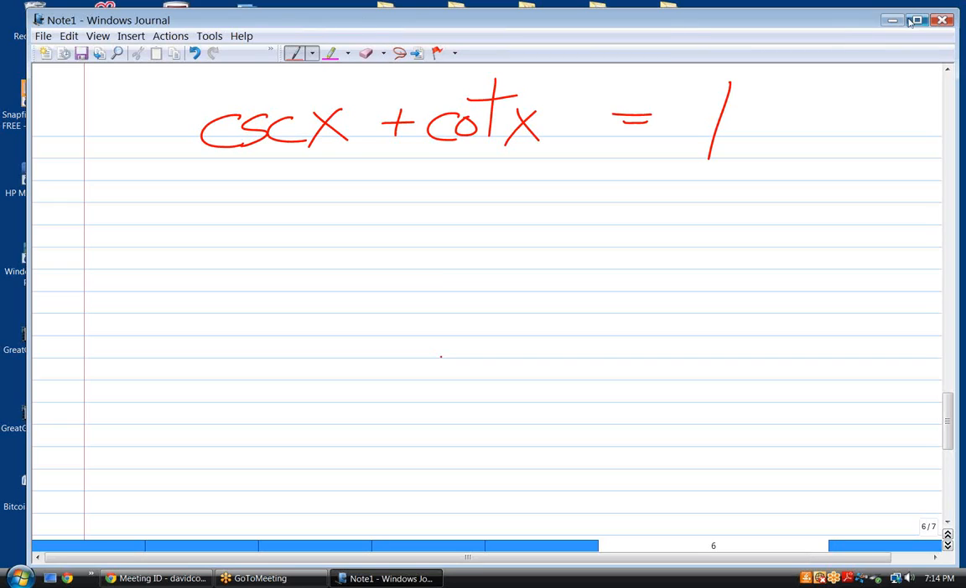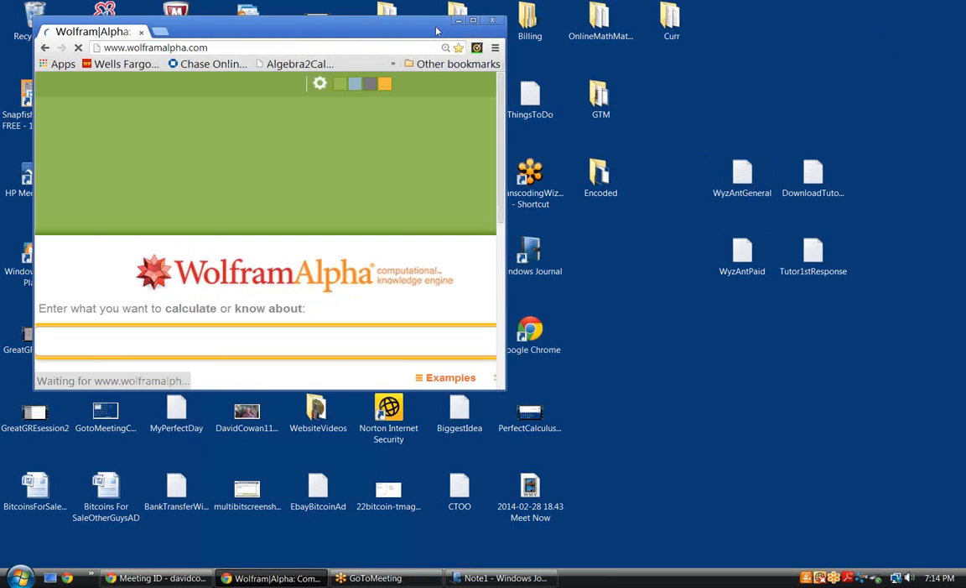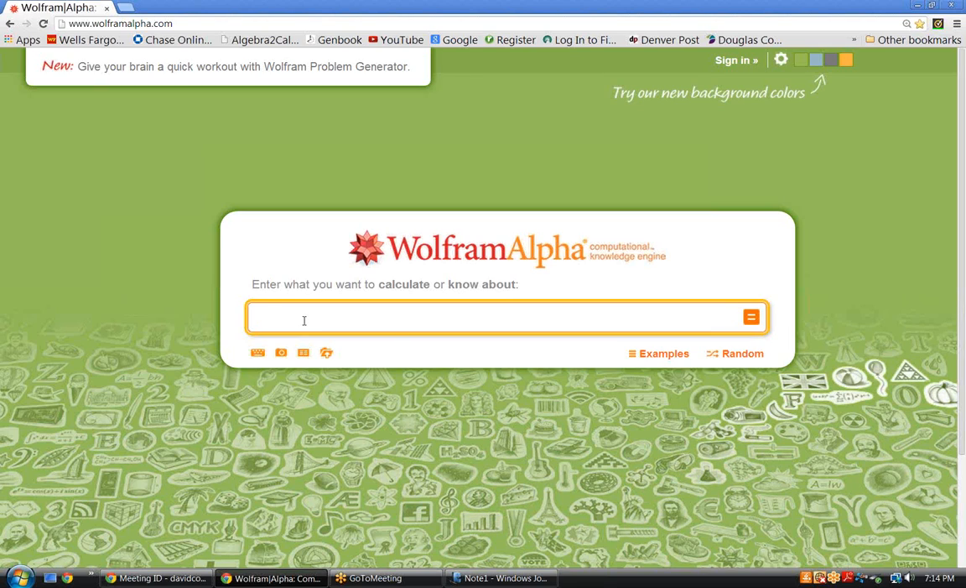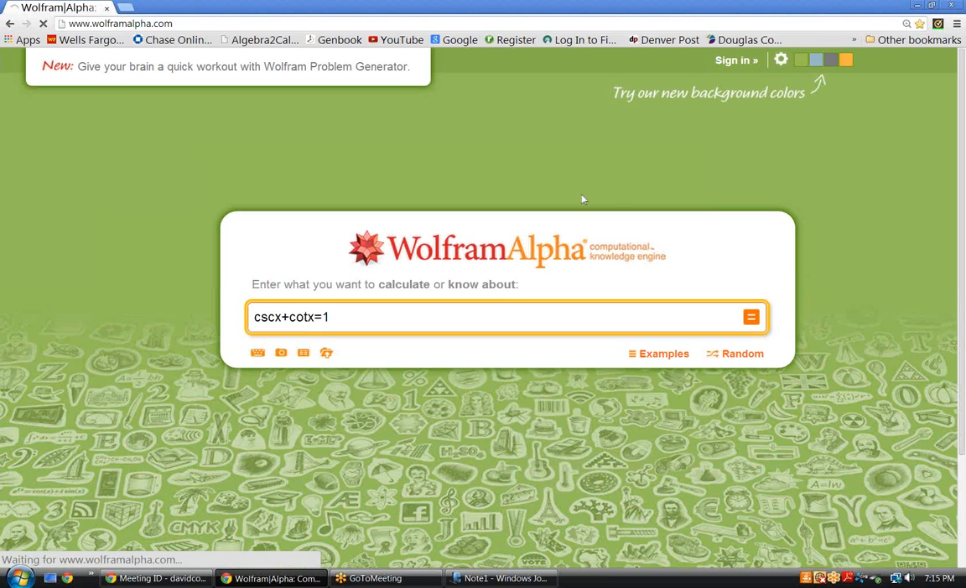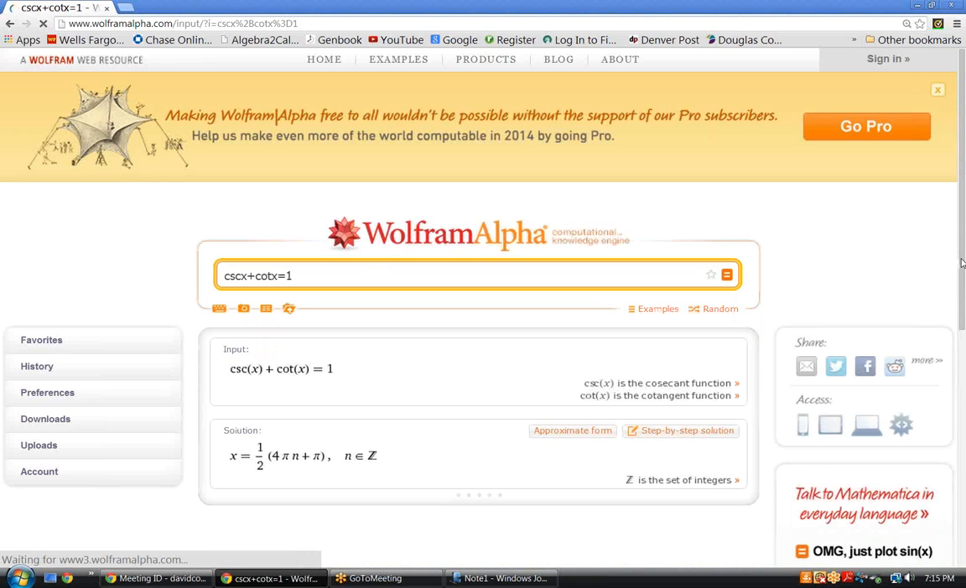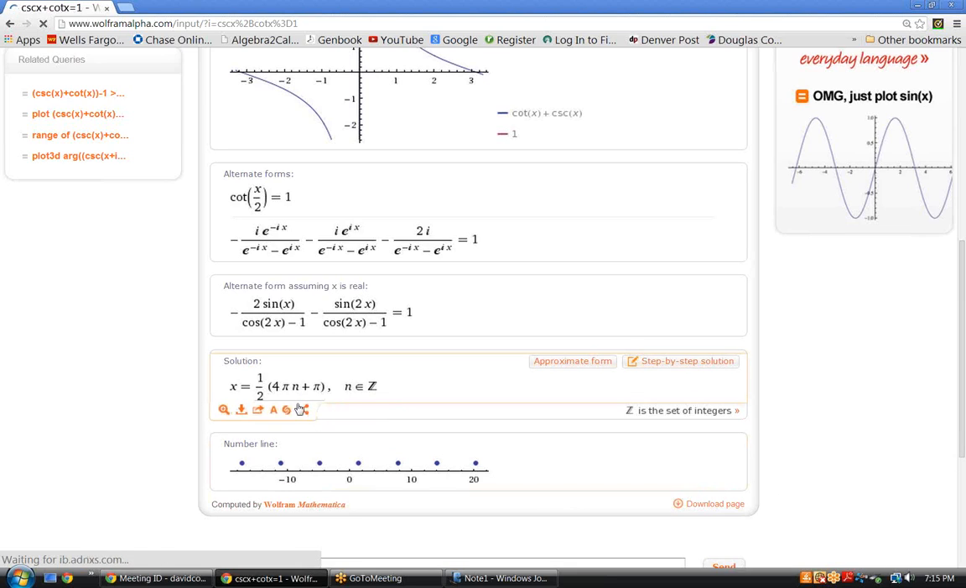Let me pull up Wolfram Alpha and stick this in there and see what they come up with for a solution. What were my solutions? Pi and 3 pi over 2? Is it cosecant x plus cotangent x equals 1? So when n is 0, we have pi over 2. When n is 1, we have 3 pi over 2. Oh, no, we don't. Let's see. When n is 1, we have 1/2 times 5 pi?